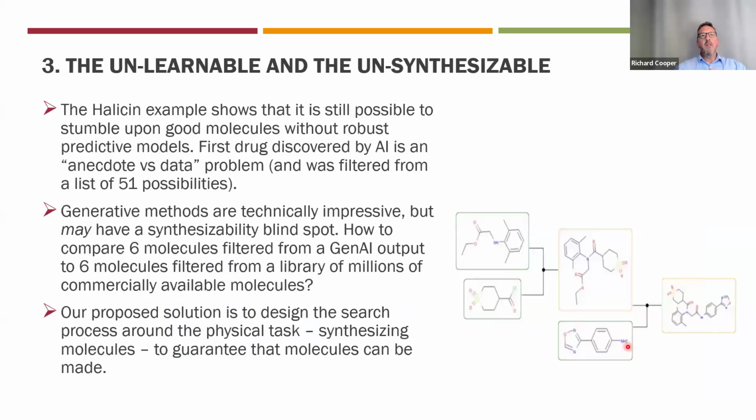Right. So in summary then, which I've called the unlearnable and the unsynthesizable, Halicin shows that it's still possible to stumble upon good models without robust predictive models. And so this first drug discovered by AI is really an anecdote versus data problem. It found a good molecule, but it's argued in that paper that I showed you that this was probably not deliberate. Generative methods are technically impressive, but they may have a synthesizability blind spot.